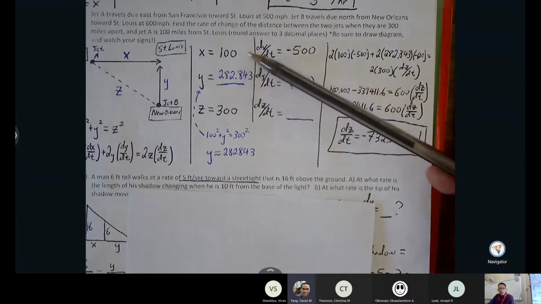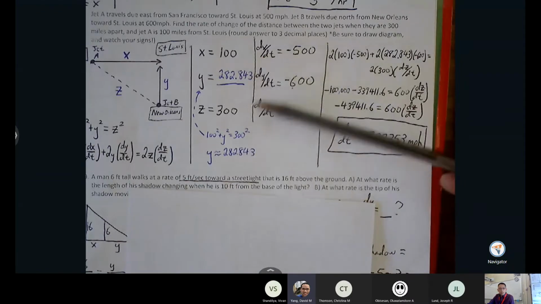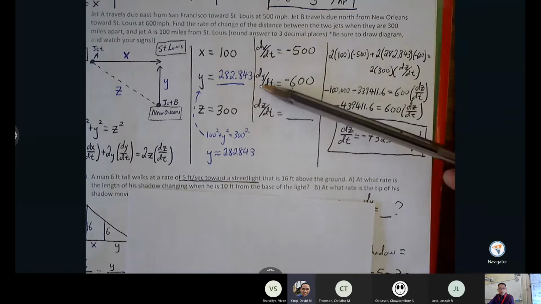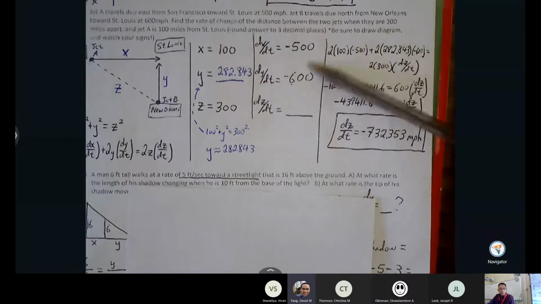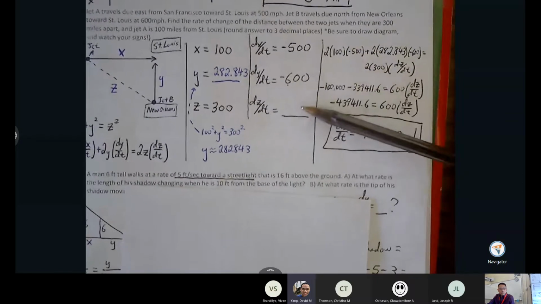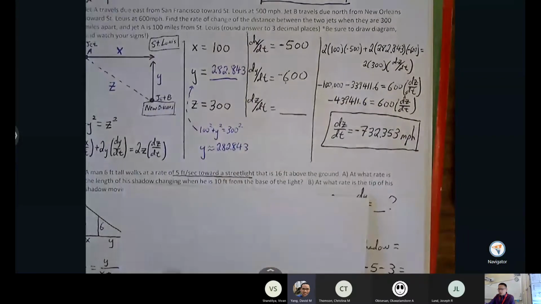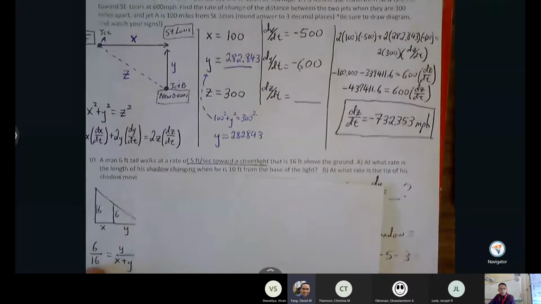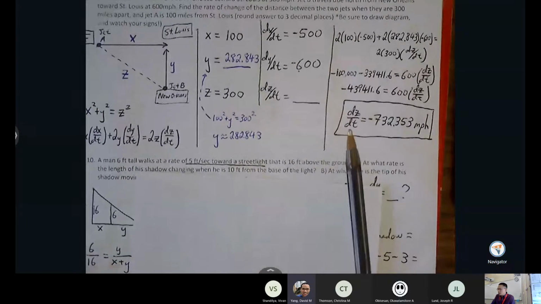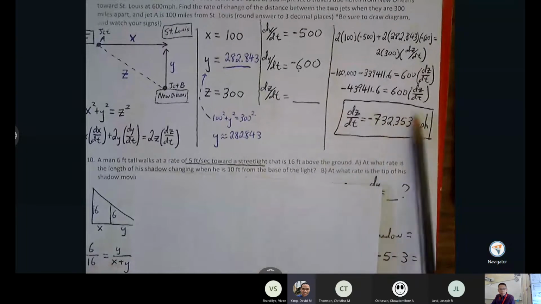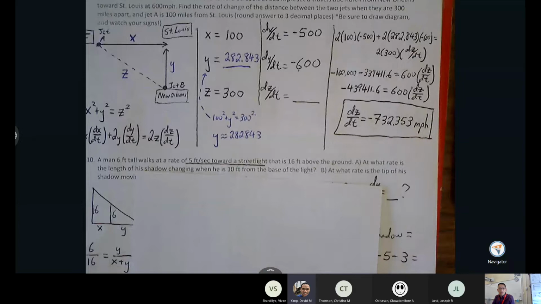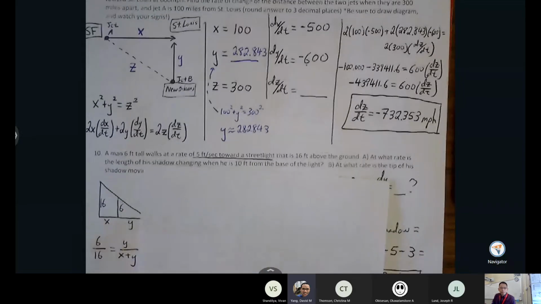All right, so x is 100, z is 300. I use the Pythagorean theorem to figure out my y value. dx/dt and dy/dt are both negative, so I'm expecting dz/dt to be negative as well, right? As the triangle is getting smaller, we expect all three sides to be getting smaller, so dz/dt coming out as a negative should make sense for us. It's just a bunch of big numbers that we're entering in the calculator and solving for dz/dt.